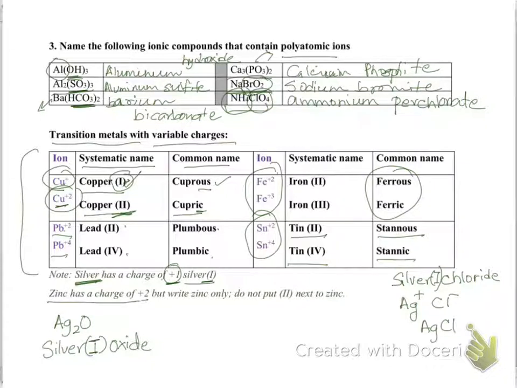Zinc has a charge of 2 plus, but we always write down just zinc. We do not put Roman numeral 2 next to the zinc. For example, this is zinc, and Cl chlorine becomes chloride, so the name is zinc chloride. Even though it has 2 plus charge, we do not put 2 next to it.